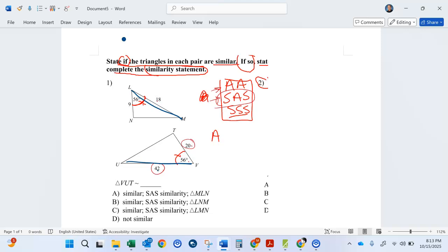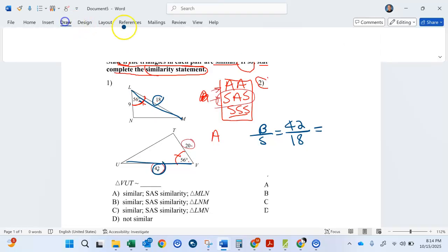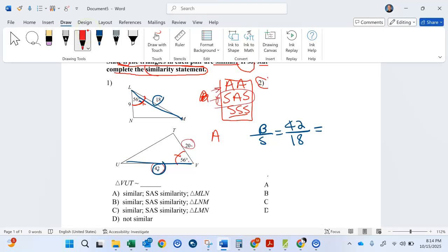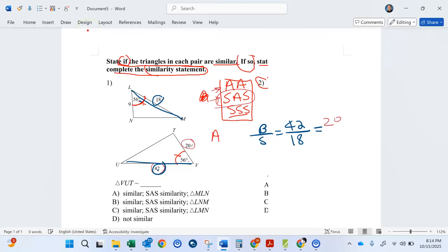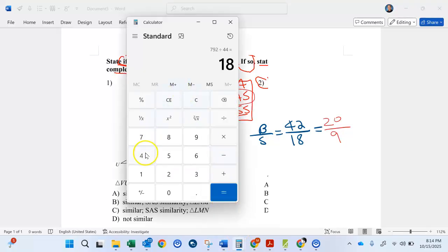So 42 over 18. Let's go ahead and do big over small, and we'll go 42 divided by 18. Okay, so that's the blue, 42 divided by 18. Is that equal to the other two small sides? So let's pick a different color. That would be this one, TV, divided by the small side over here, 9. Are they equivalent? Well, we have to get our calculator and take 42 and divide it by 18.